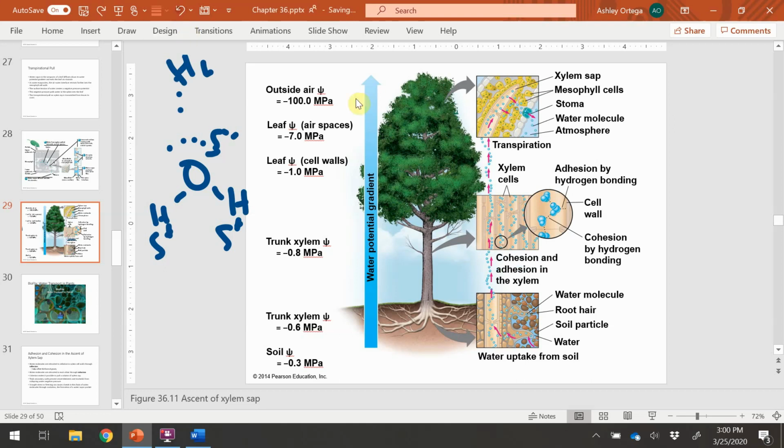Cohesion holds water to water molecules together. Whereas adhesion, which is this next one, also done by hydrogen bonding, is where that water molecule is going to temporarily bond with the cell wall of the plant. And so that's going to also help pull the water up. A combination of cohesion and adhesion, both facilitated by hydrogen bonding, will pull a network of molecules from the roots to the leaves.